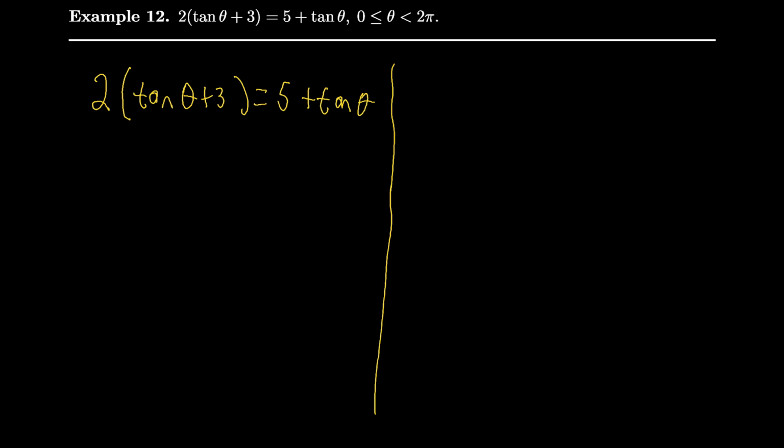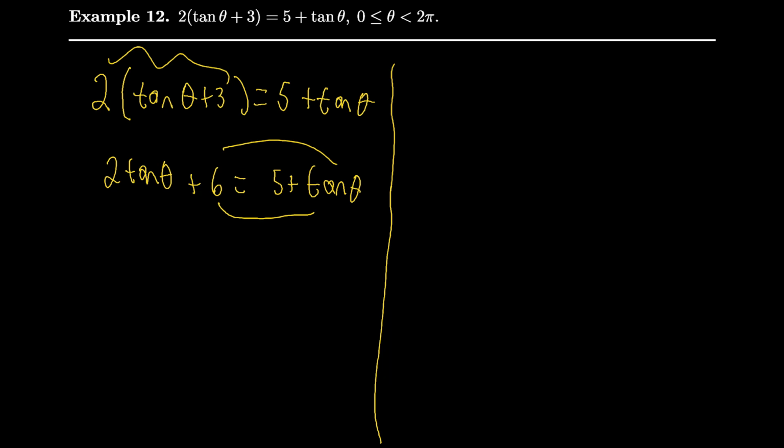And we're going to distribute this 2 over here real easy. So we'll get 2 tangent theta plus 6 equals 5 plus tangent theta. Okay. I'm going to subtract the 6 over, and I'm going to subtract this tangent over, so I'm going to do it like that. So I'm going to get 2 tangent theta minus tangent theta equals 5 minus 6. So then this is tangent theta equals negative 1.